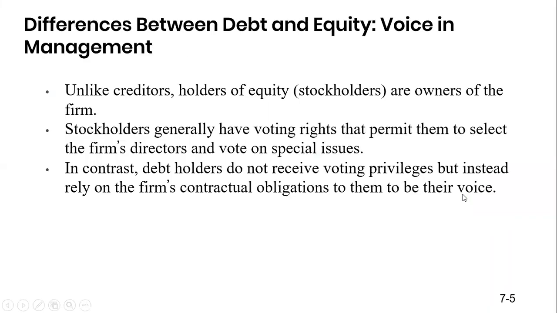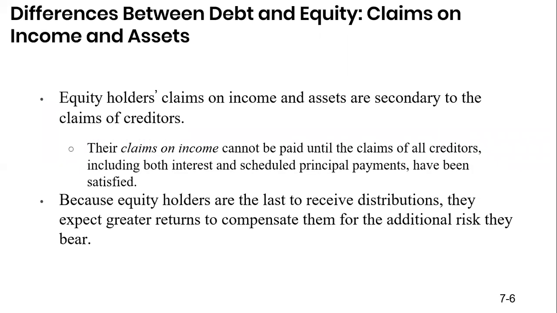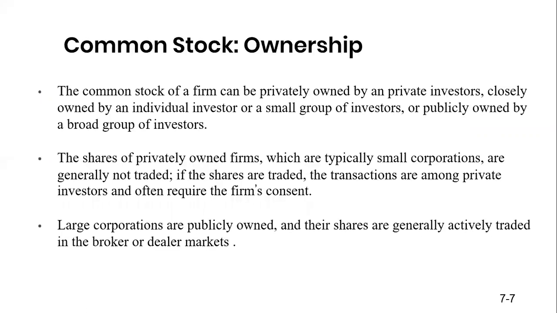So let's recap again. Unlike the creditor, holders of equity are owners of the firm. Stockholders usually have voting rights, giving them the right to elect the firm's directors and vote on special issues. In contrast, debt holders do not receive any voting privileges, but instead rely on the contract or agreement and the time that they have. The equity holders' claims on income and assets cannot be paid until we pay all the debt first.